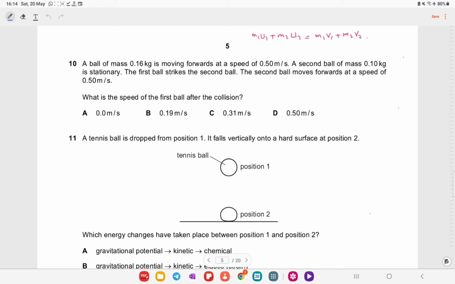Okay, a ball of mass 0.16 kg is moving forward at a speed of 0.5 meter per second. A second ball of mass 0.10 kg is stationary. The first ball strikes the second ball. The second ball moves forward at a speed of 0.5 meter per second. What is the speed of the first ball after the collision?